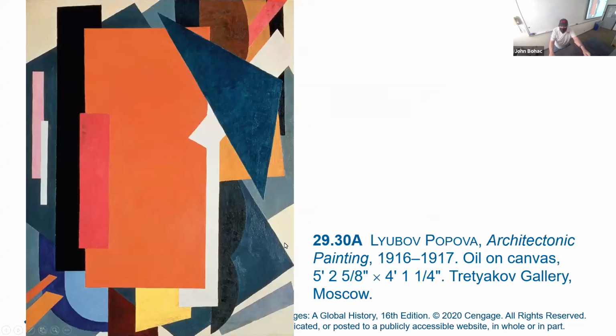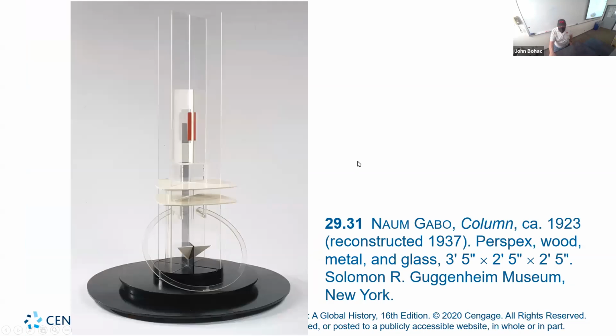Lyubov Popova, architectonic painting. Another, you see, doesn't even have a reference. It's not an airplane, it's not a person, it's a painting. It refers to itself. And you see, geometric abstraction. 1916, 1917.